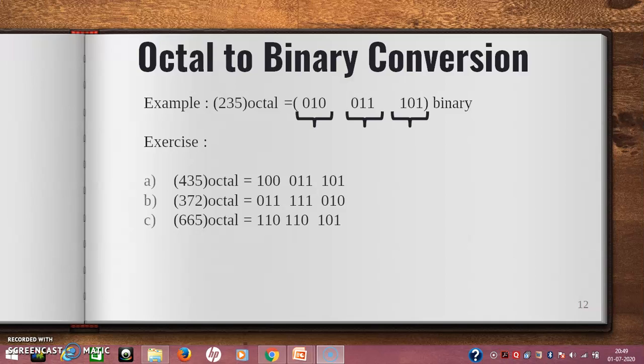That is, for a number 235, we need to find the binary equivalent. What we do is, we take individual digits and try to represent each in a 3-bit format. So, when we represent 2 in binary format, we can write it as 0, 1, 0. For 3, we can write it as 0, 1, 1, and if it is 5, we can write it as 1, 0, 1. And hence, the binary equivalent of 235 will become 0, 1, 0, 0, 1, 1, 1, 0, 1. A similar exercise has been provided along with answers just for practice.